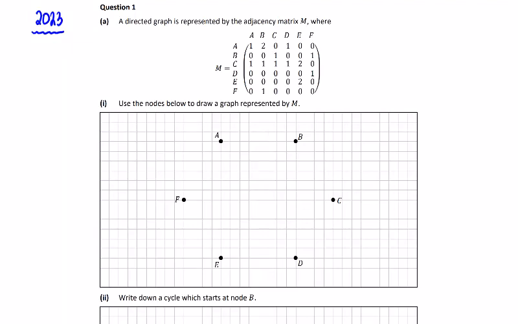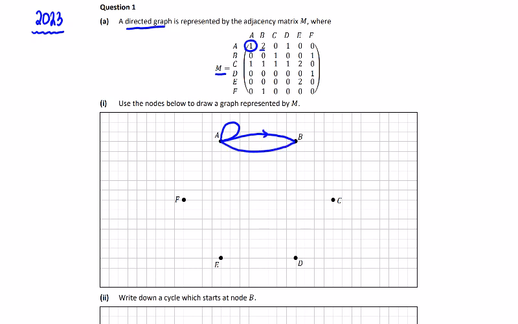In 2023, question 1 was a directed graph represented by this adjacency matrix. We can see here, starting with A, A has a loop at A. A goes to A, give it a loop. A goes to B 2 times, or 2 different paths.